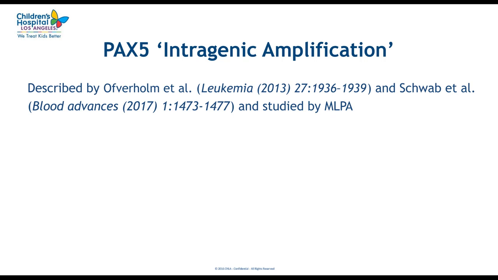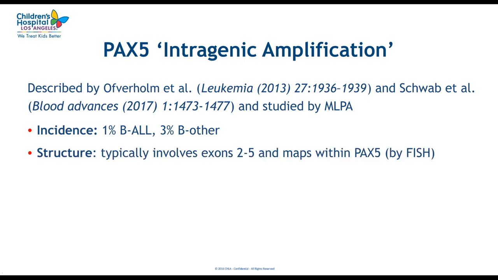At the time, it was described and studied by 2 European groups who studied it by MLPA. And what they found was that this occurs in about 1 to 3% of BLL cases, that it typically involves exons 2 to 5 within PAX5, and so very similar to what we saw in our first case. By FISH, they verified that this was within PAX5, that the extra copies were within the gene, and that they are not inserted somewhere else in the genome.